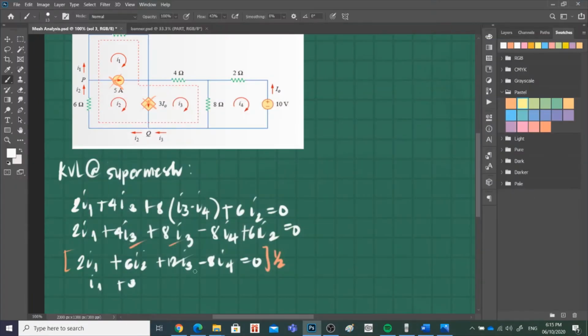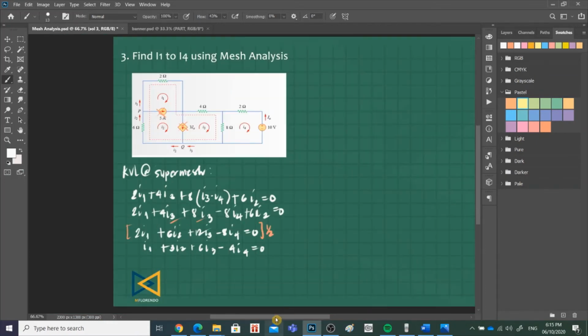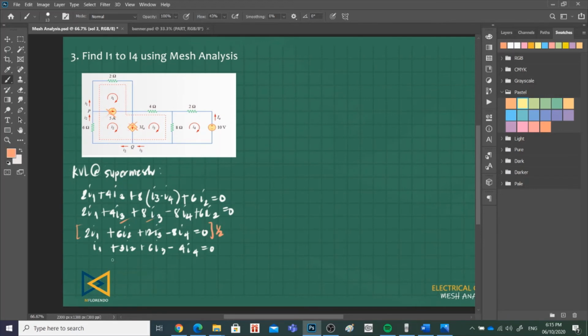So we get I sub 1 plus 3 I sub 2 plus 6 I sub 3 minus 4 I sub 4 equals 0. This is our equation 1. We will see later whether we need to simplify it further.